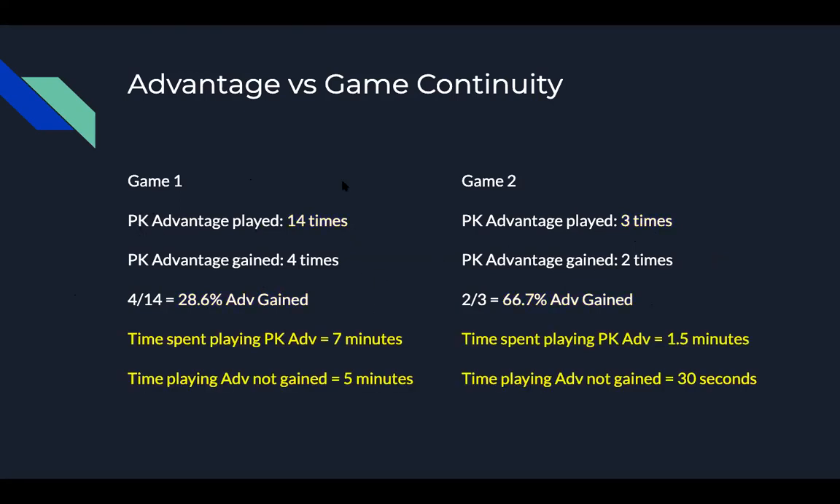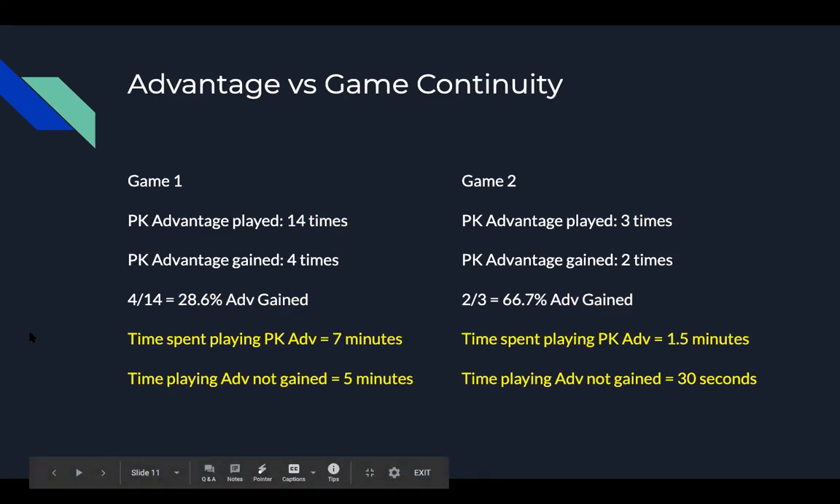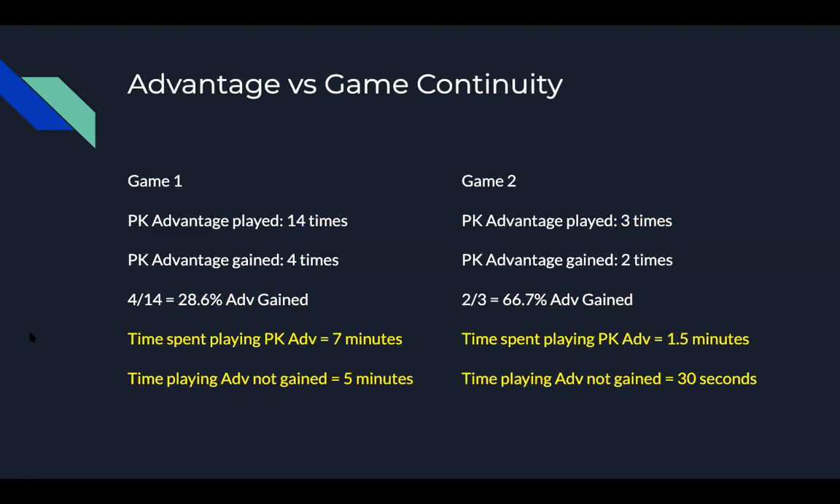But when you look at this, in game 1, the time spent playing penalty advantage is 7 minutes. And if you're only going to gain penalty advantage 4 times, that only takes 2 minutes off. So you spent 5 minutes playing rugby that didn't matter. You made these players run all over the field just to say, nope, you know what? We're going back for the penalty kick, which is a lot of effort for moving nowhere.